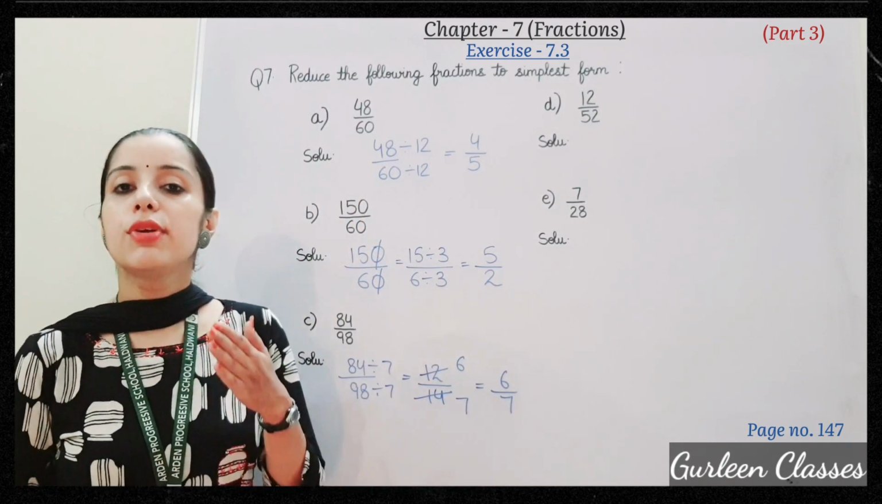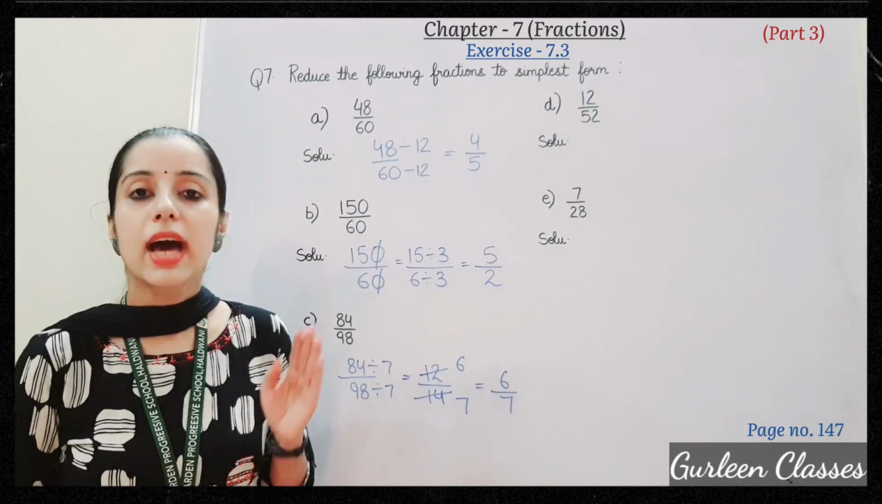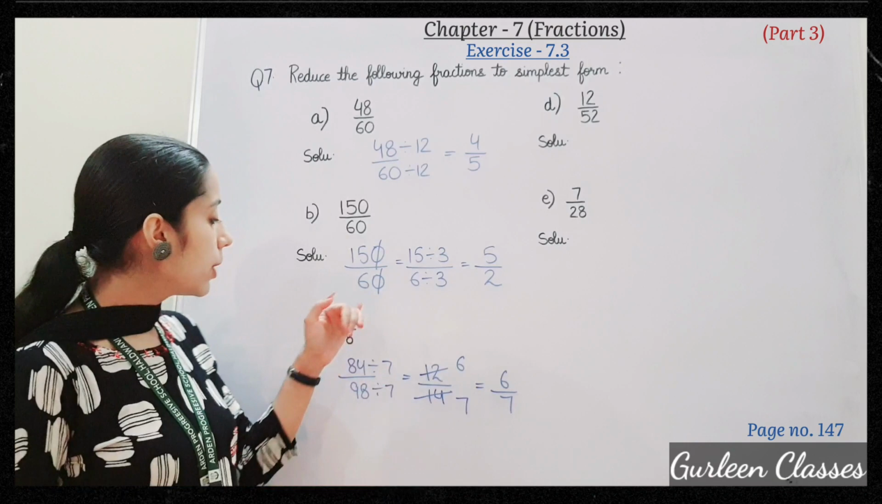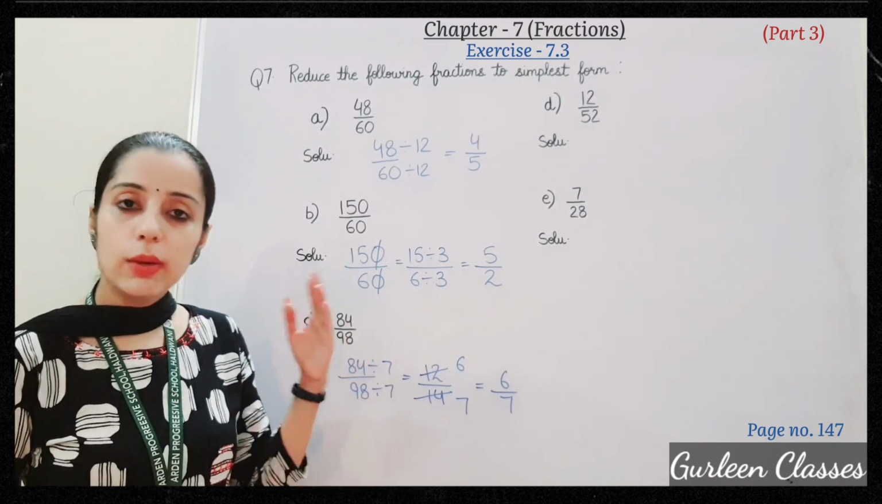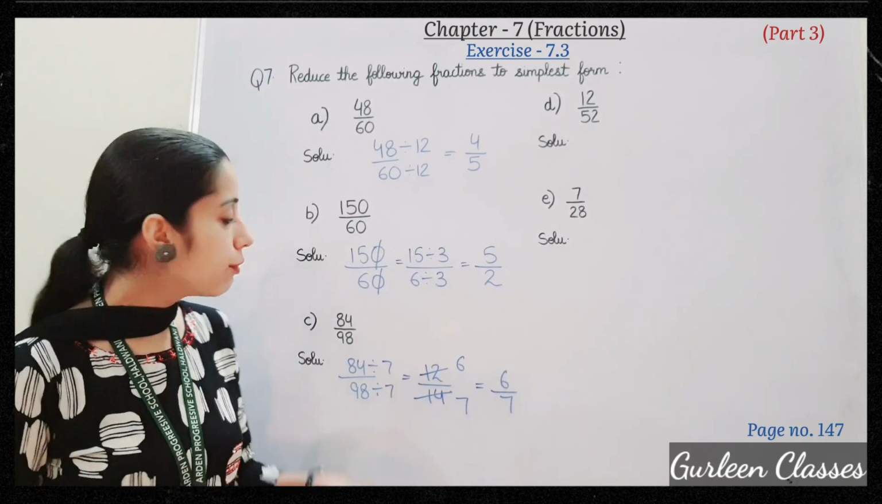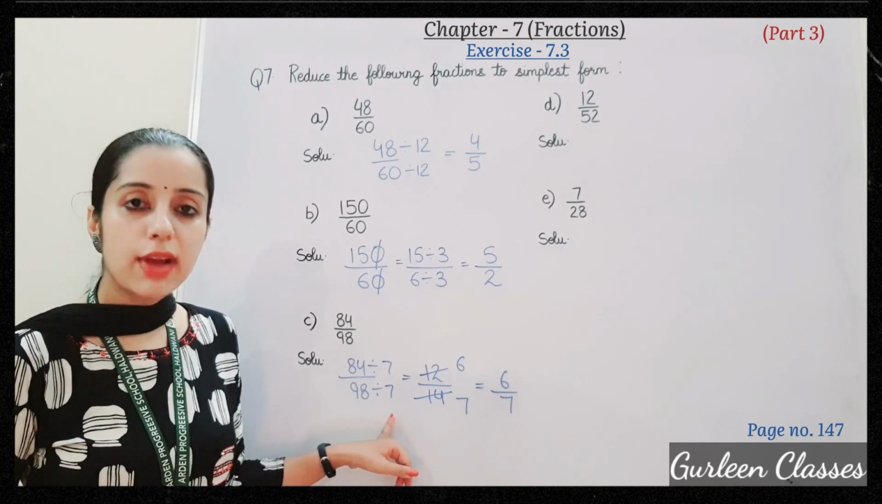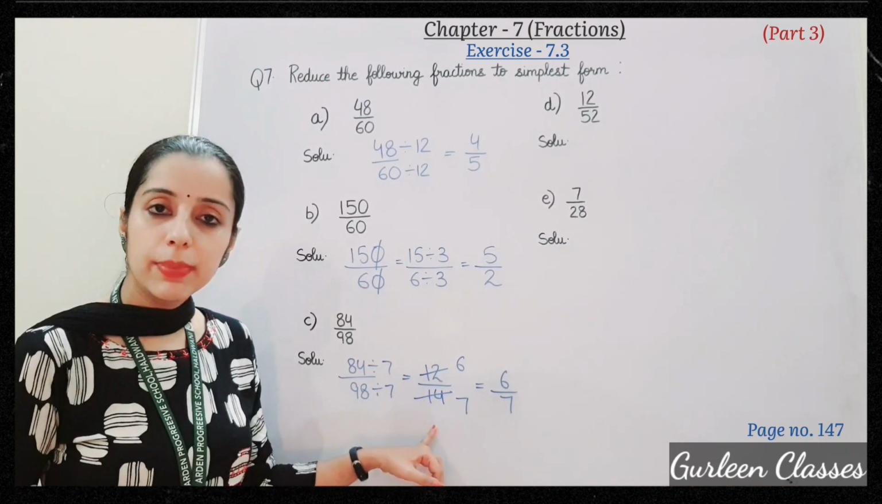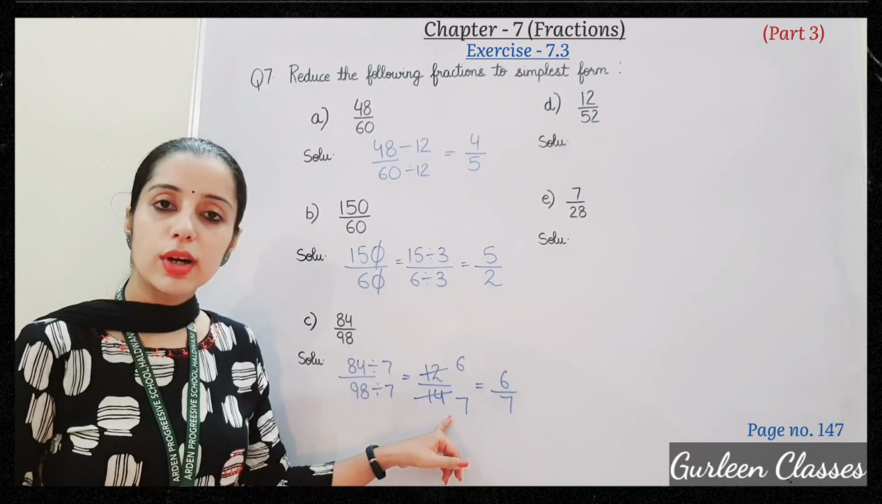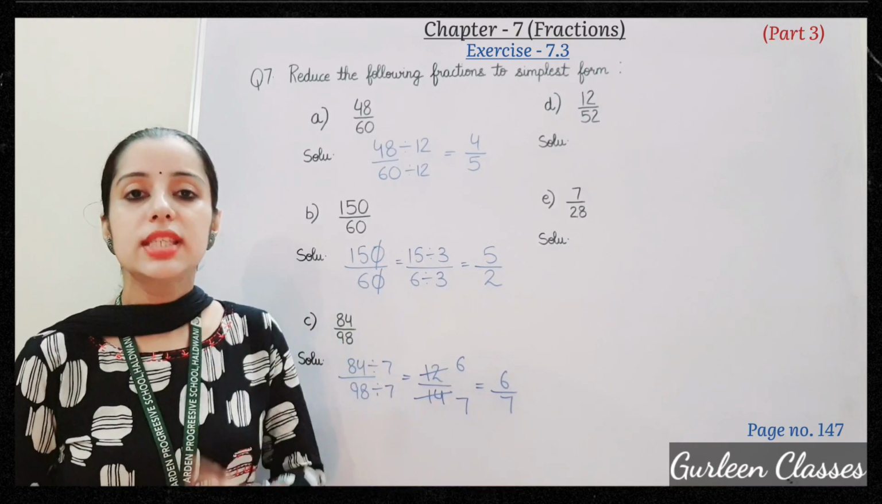See students, if you are confused and not able to solve directly, you can reduce in small portions. Like first you can divide this by 2. Then whatever number comes, you can again divide by 2, 3 and so on. So here first I divided by 7. Fraction came 12 upon 14. Again I divided by 2. 2 6s are 12, 2 7s are 14. So the lowest term is 6 upon 7.